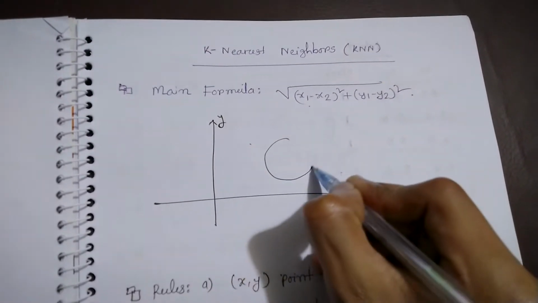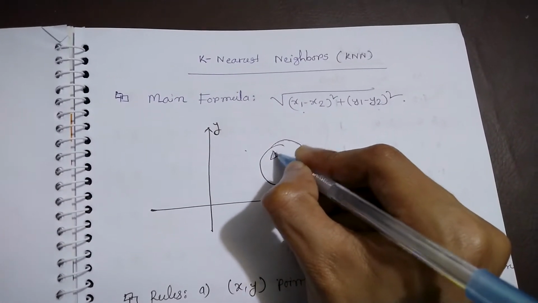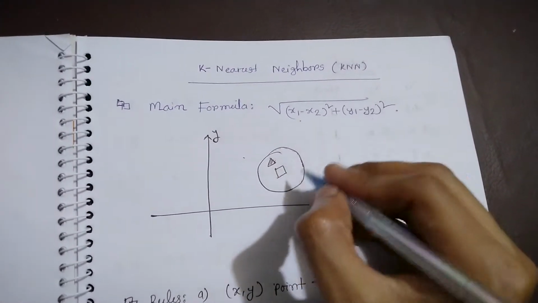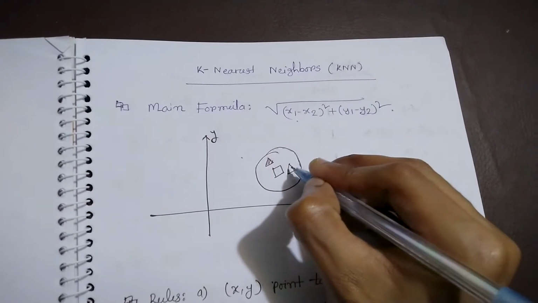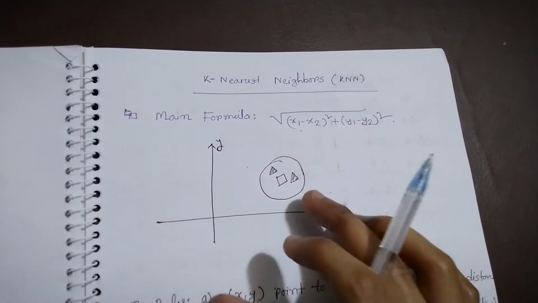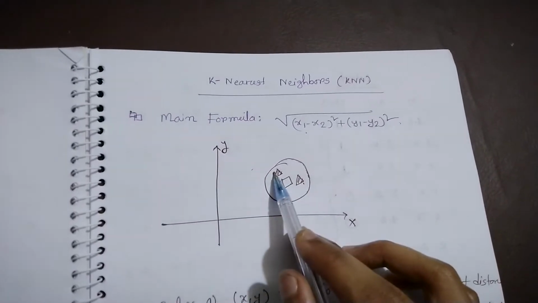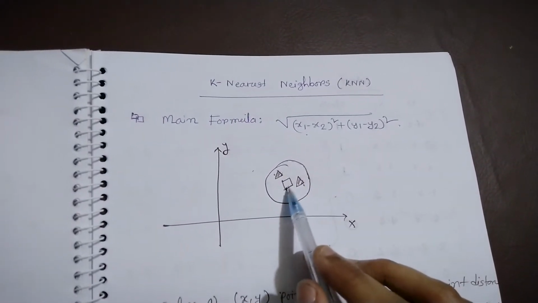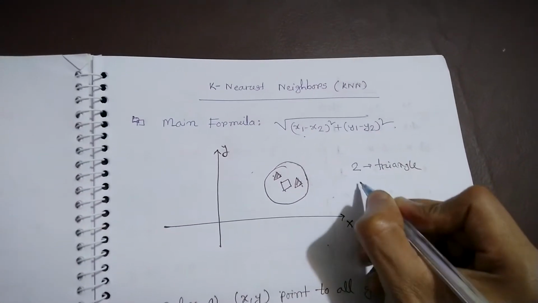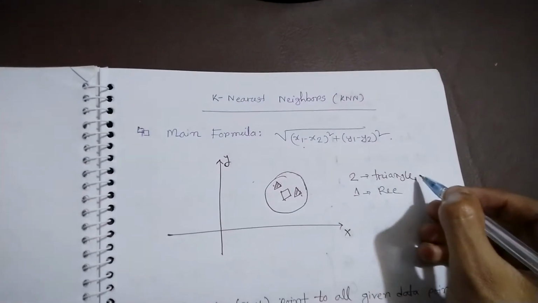Suppose we have a circle here. One of your classes is triangle, one of your classes is square, and another is triangle. So you have to vote in this particular class or segment for who wins. The triangle is 2 times and the rectangle is only 1 time. So 2 times the triangle and 1 time the rectangle. Okay, so who wins? The triangle.